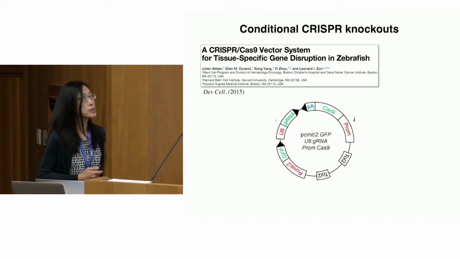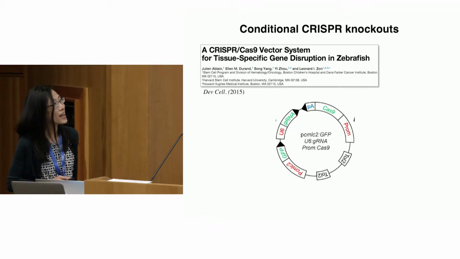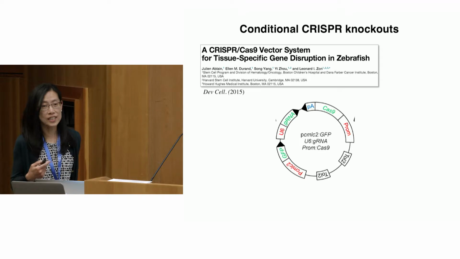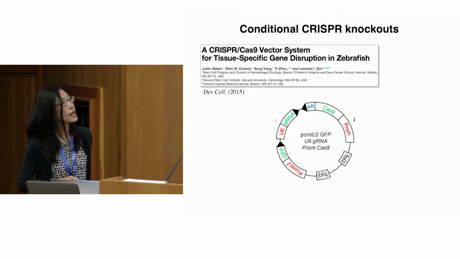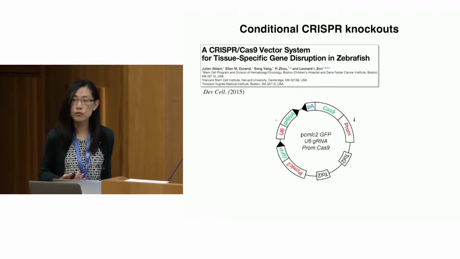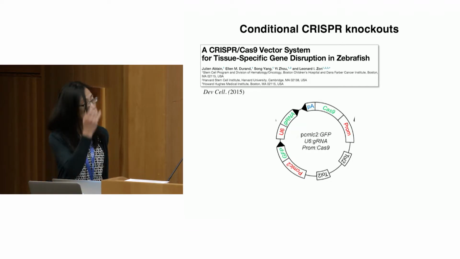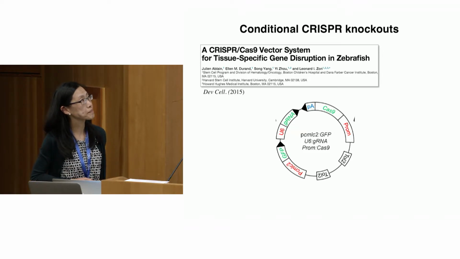And conditional CRISPR knockouts can also be achieved in the zebrafish model by making transgenic zebrafish lines that express either Cas9 under the control of a tissue-specific promoter or inducible promoter, and then also transgenic fish with guide RNAs under the control of the U6 promoter.